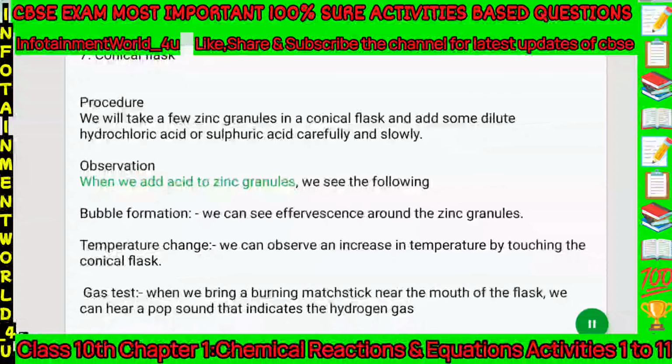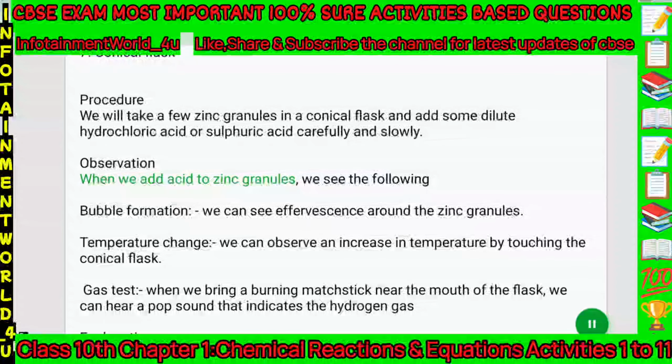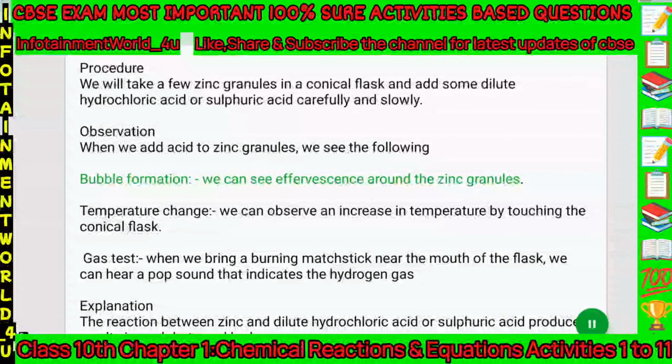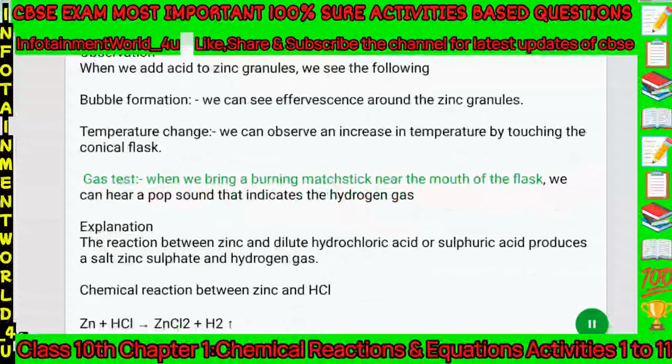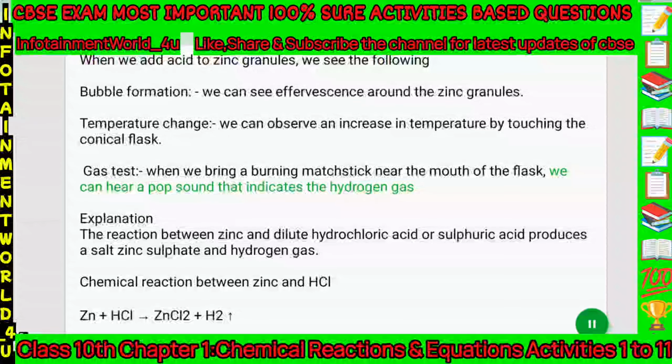Observation. When we add acid to zinc granules, we see the following. Bubble formation: we can see effervescence around the zinc granules. Temperature change: we can observe an increase in temperature by touching the conical flask. Gas test: when we bring a burning matchstick near the mouth of the flask, we can hear a pop sound that indicates hydrogen gas.